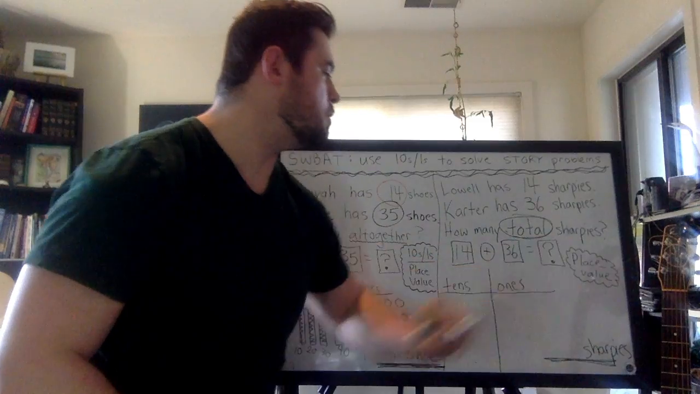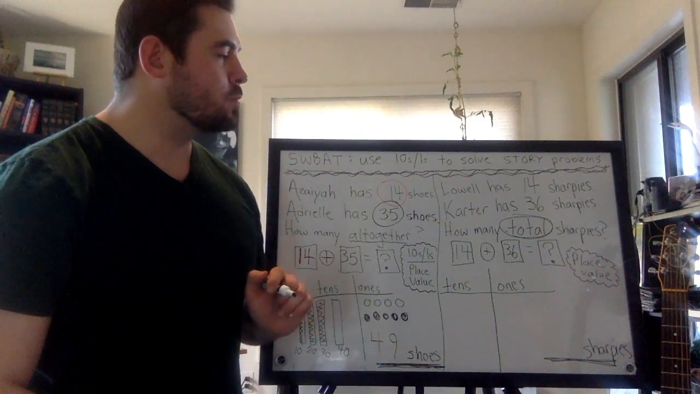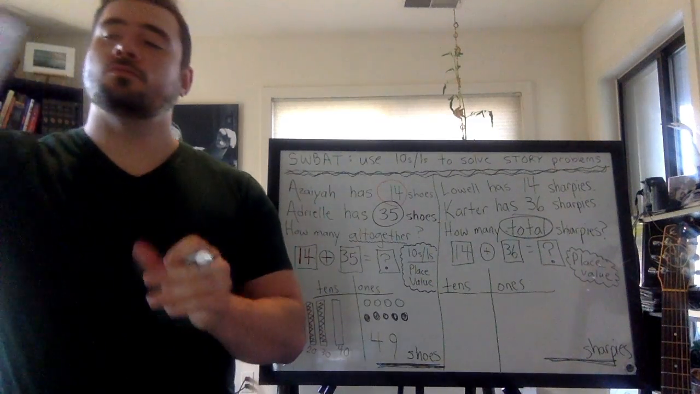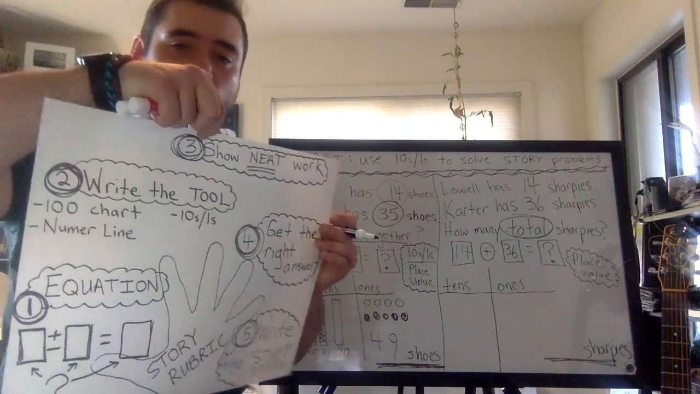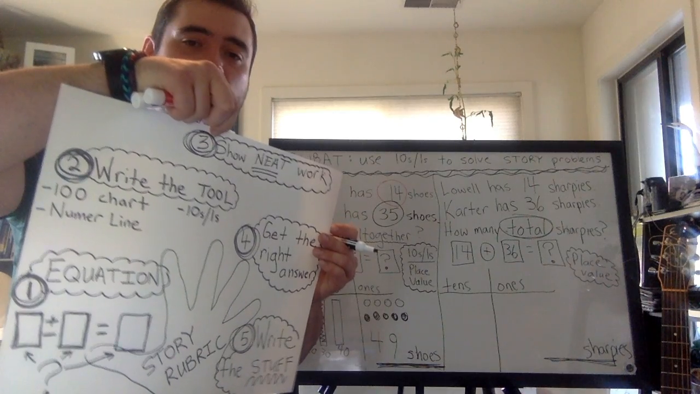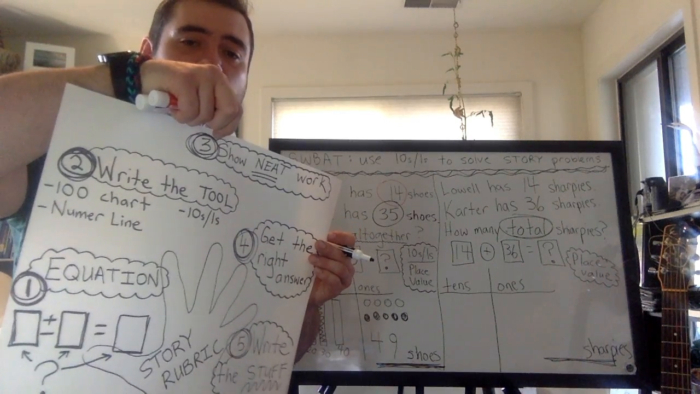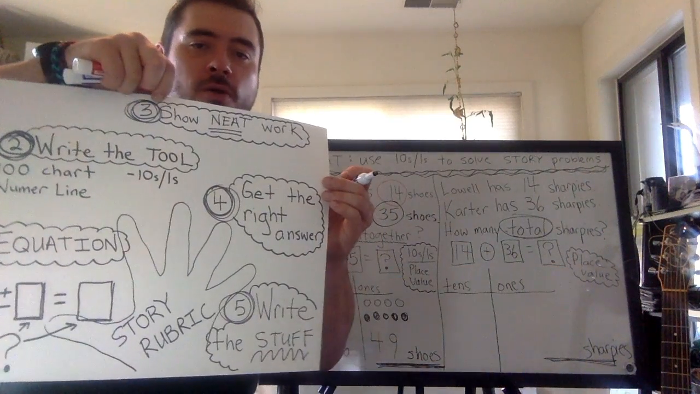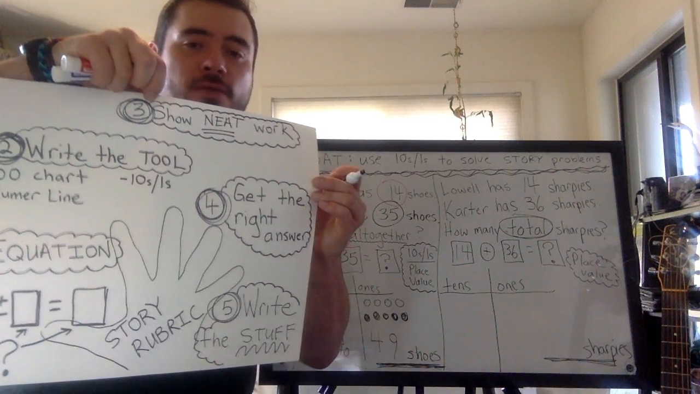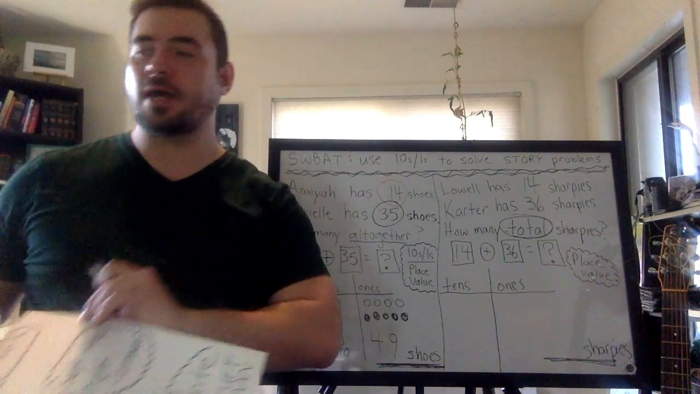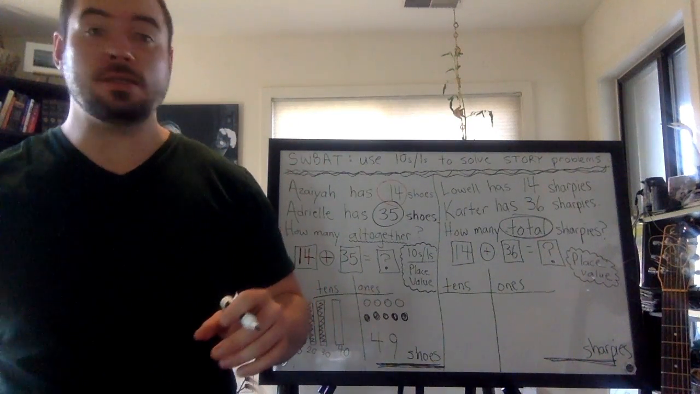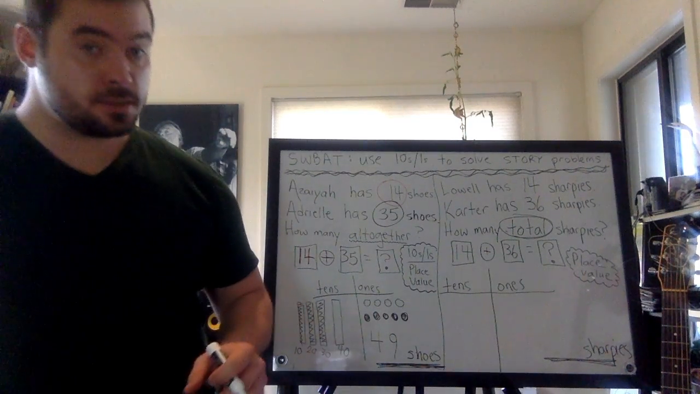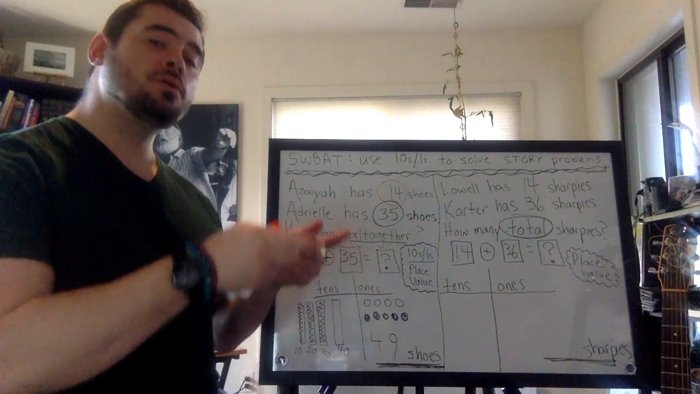Go ahead and put, I don't know. Next, what do I need to do in my rubric? Let's think back. First, boom, make your equation with the unknown. Check, we did that. Next, write the tool that we're going to use. I wrote place value. Check. Keep going. Show nice, neat work. Get the right answer, and then write the stuff. Okay, so let's go ahead and make sure that we're working neatly. But then that next step is to get the correct answer using the tool that you chose.